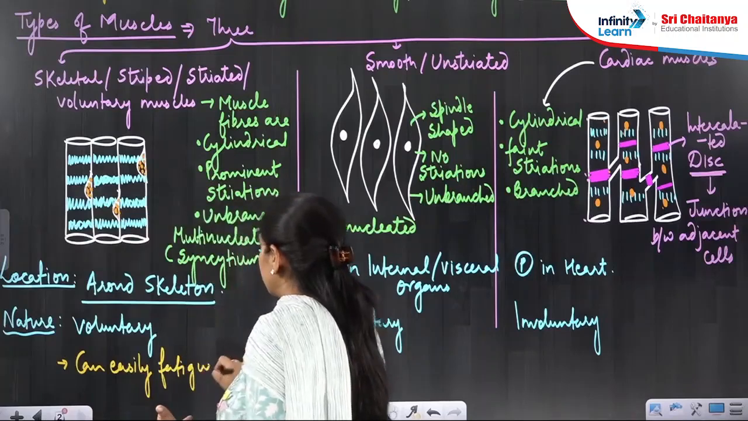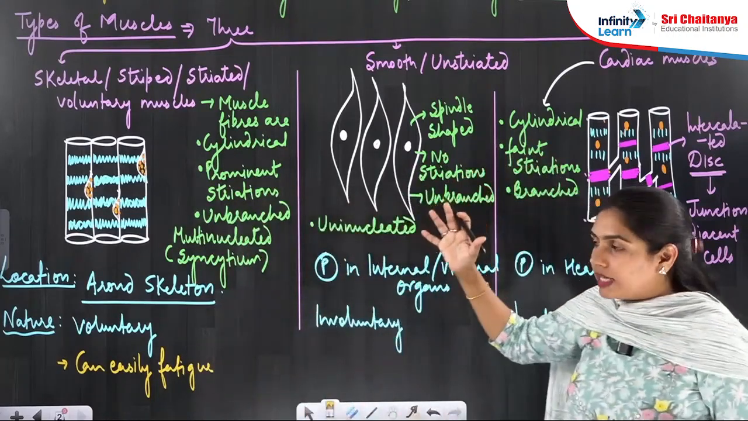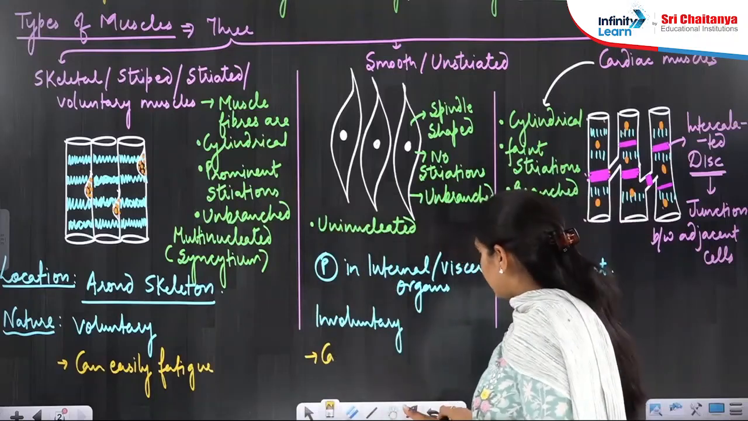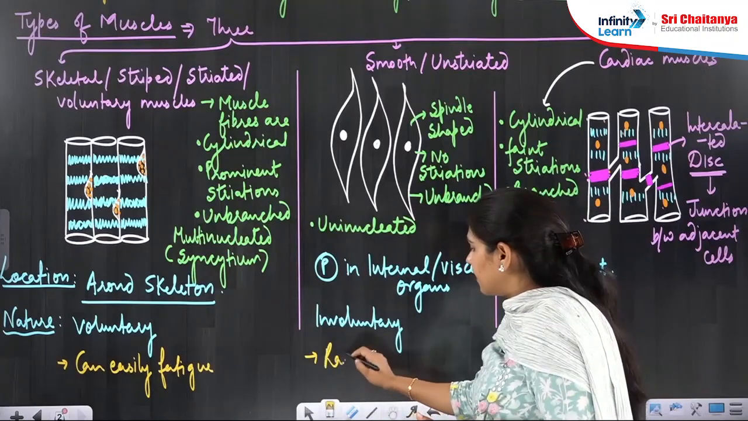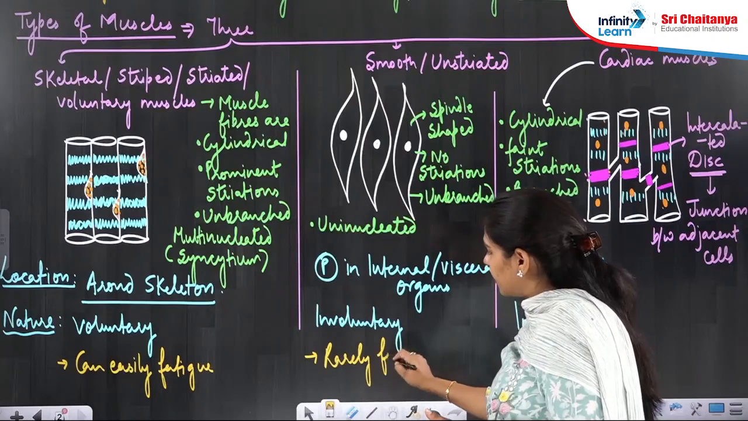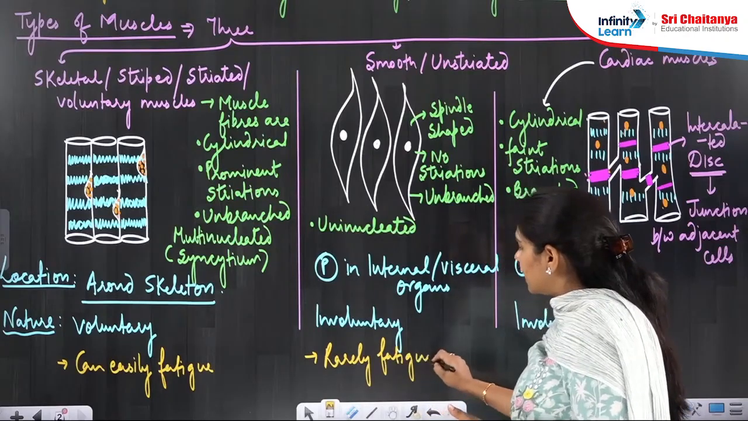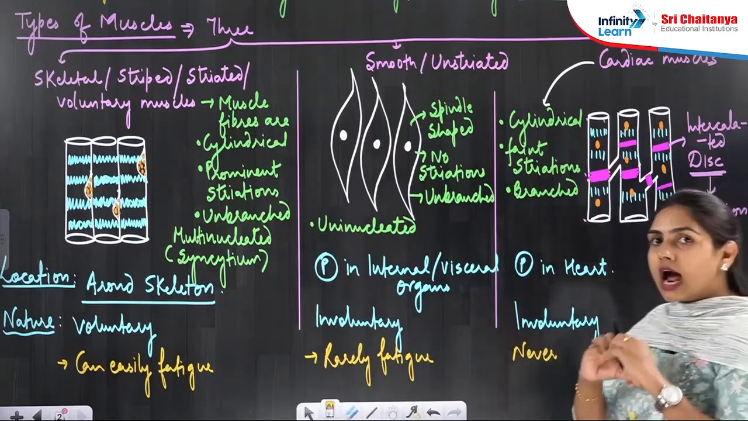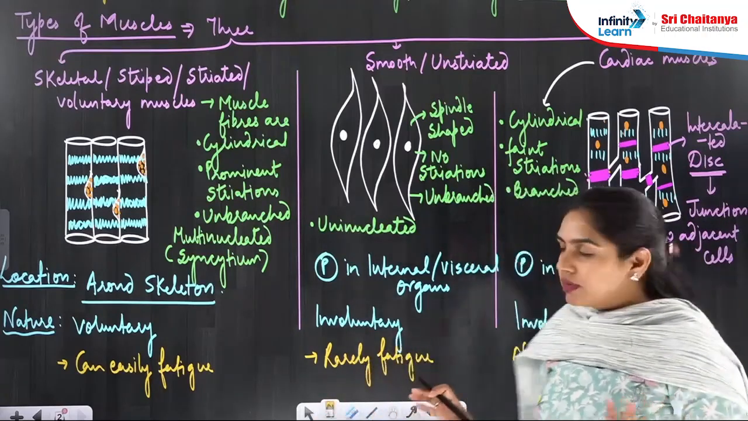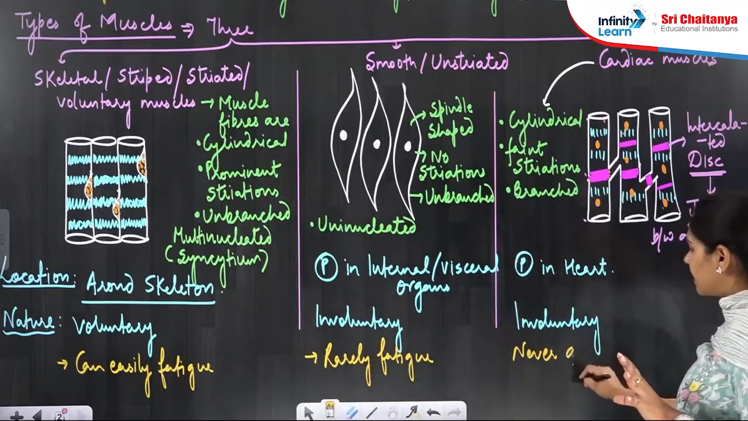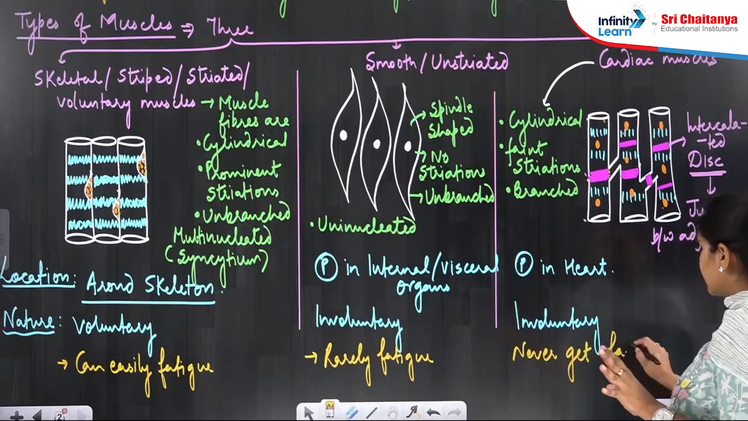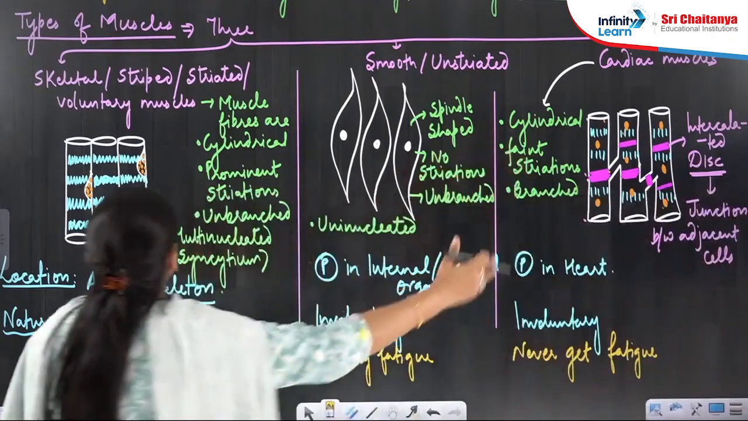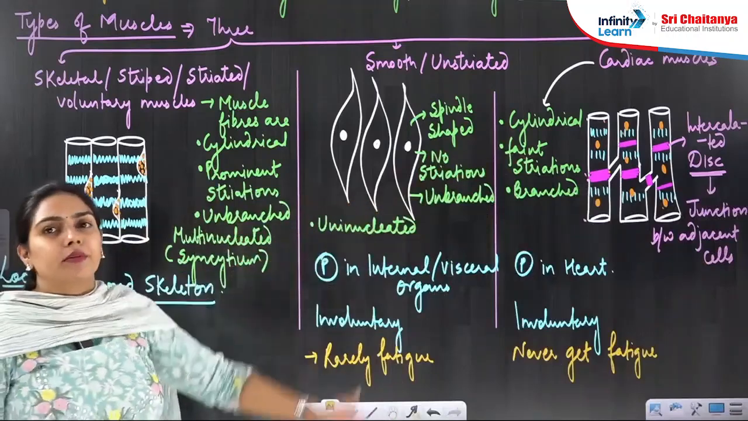But if you see the smooth and cardiac muscles, they won't fatigue. They rarely fatigue. Fatigue means tired. They rarely fatigue and they never get fatigued. If they get tired, your heart will stop beating, and you know then what will happen. So they never get fatigued. So these are the differences between the skeletal, smooth and cardiac muscles.